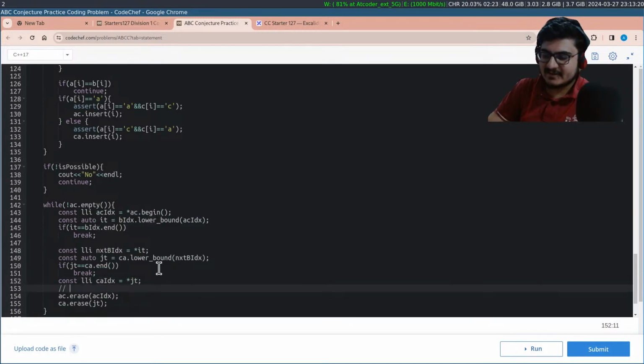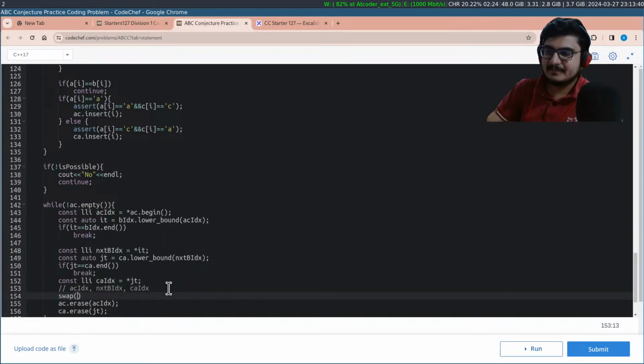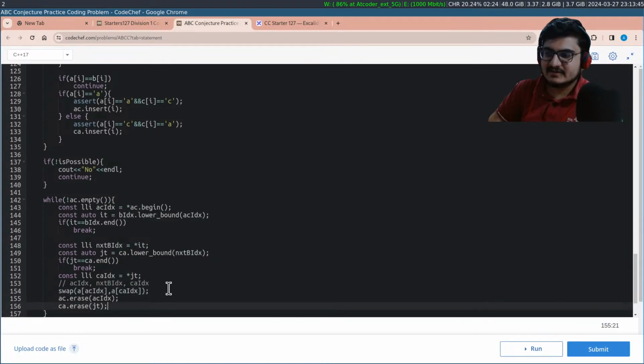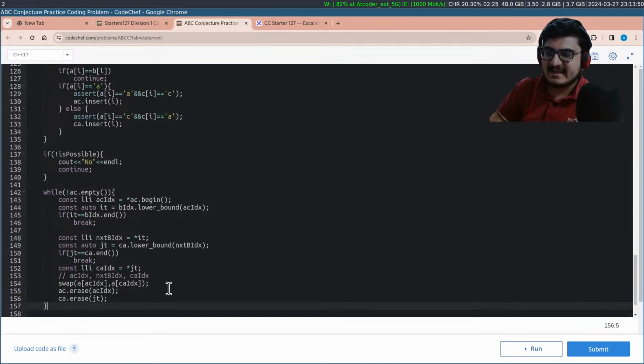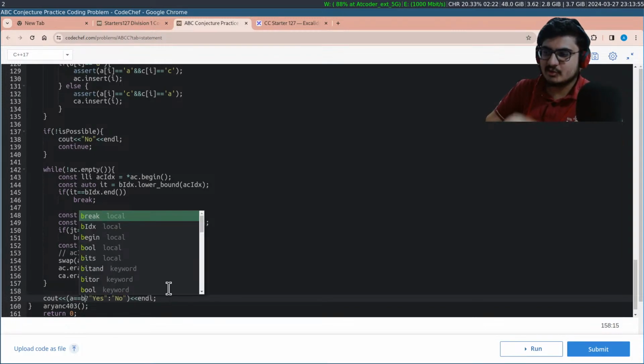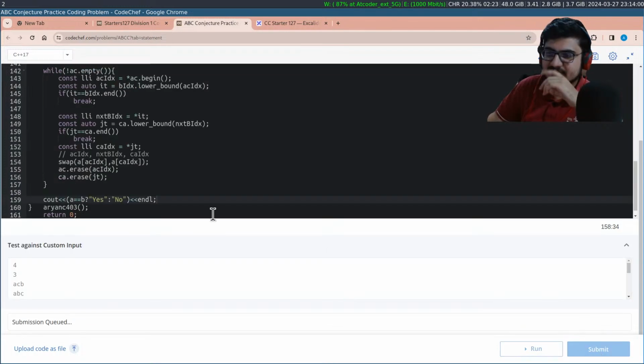Otherwise, I have found a pair where AC exists at the AC index. Then a B exists at this index, and then a C exists at this index. And this is a valid sequence, so it's possible to swap this operation. So I swap them. And then I also delete these numbers from the set because now A and B would be equal over here. And I keep doing it. At last, if A is equal to B, print yes, otherwise no. And that is the idea for this problem.